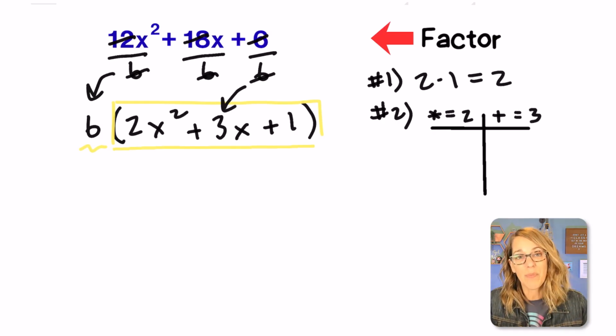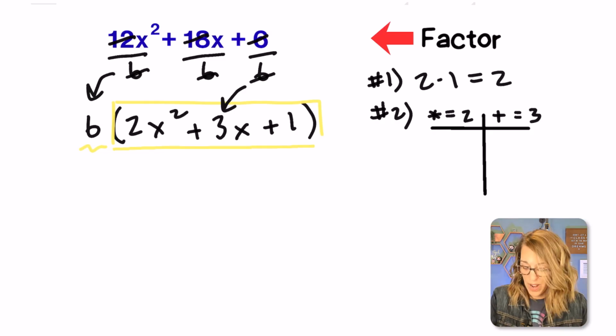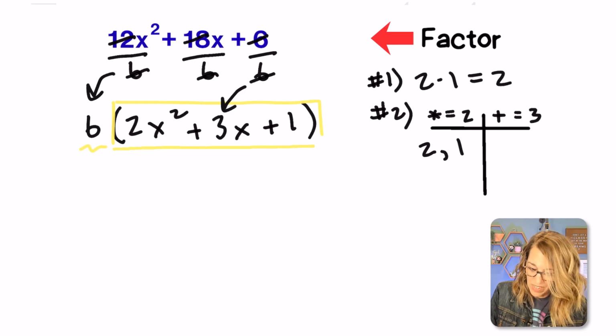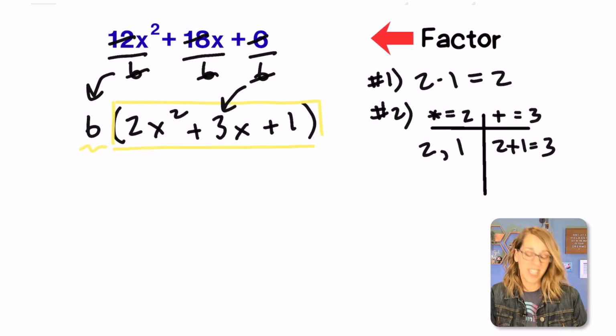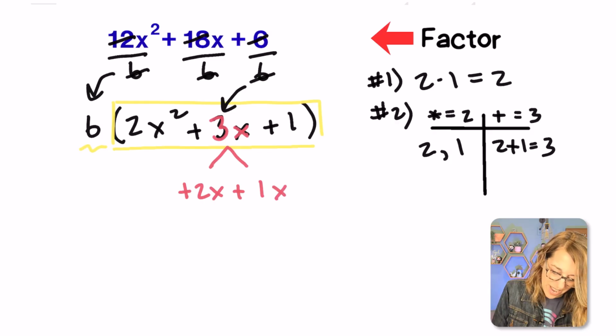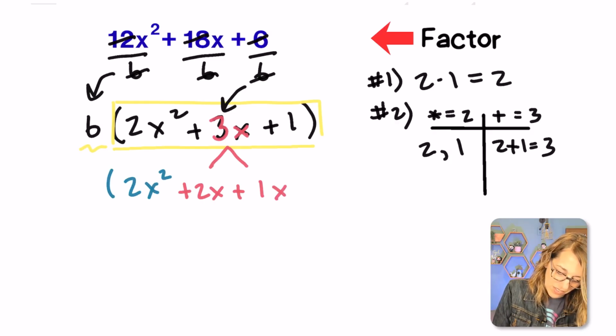Now everything in our trinomial is positive, so I'm not going to bother with a negative 2 times a negative 1. I want both of these to be positive. So 2 times 1 is 2, and 2 plus 1 is equal to 3. So I want to separate that 3x into a plus 2x plus 1x. Let's go ahead and bring those other terms down. I've got my 2x squared and I've got my plus 1.